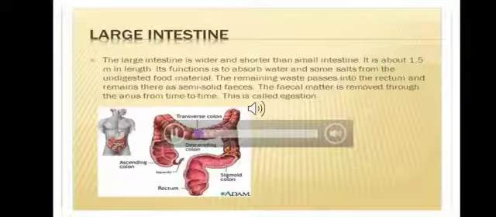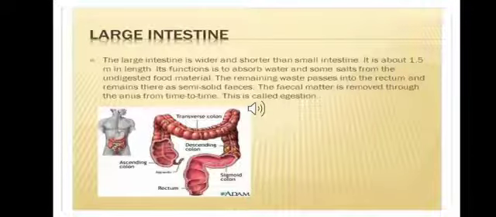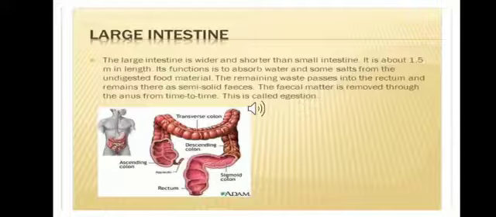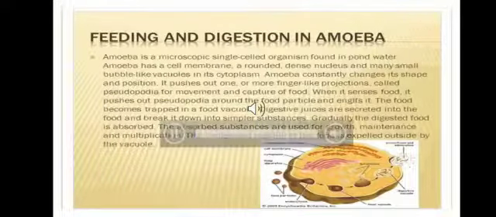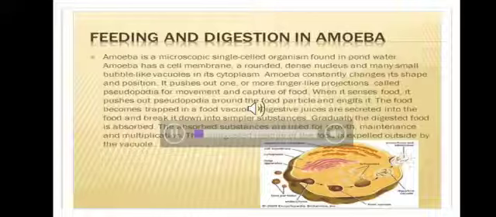The undigested food passes into the large intestine, which is wider and shorter than the small intestine. It is about 1.5 meters in length. Its function is to absorb water and some salts from the undigested food. The remaining waste passes into the rectum and remains there as semi-solid feces. This matter is removed through the anus from time to time. This is called egestion. This was all about nutrition in a higher multicellular organism, that is, the human being.